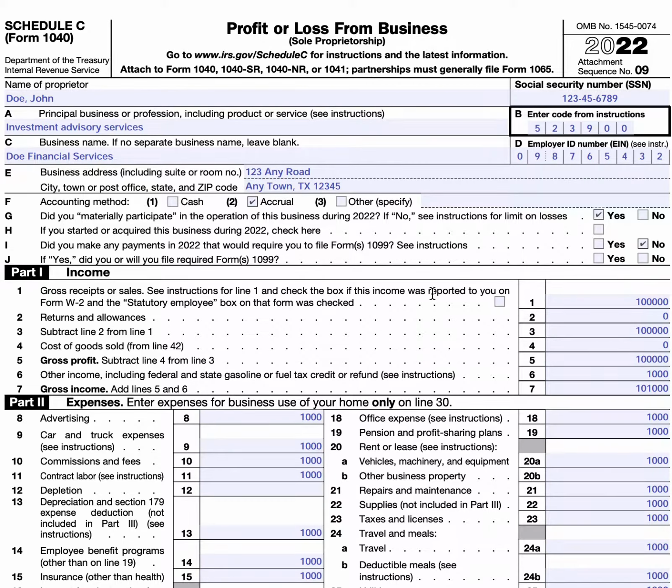So we're going to go over part 1, which is the income. In line 1, you'll enter any receipts like gross receipts or sales. So according to the form instructions, this includes anything that you received as a business income item on Form 1099. You could have a 1099-NEC. You could have a 1099-MISC. You could have a 1099-K, which is actually for cash transfers using a cash management app like Venmo, something like that.